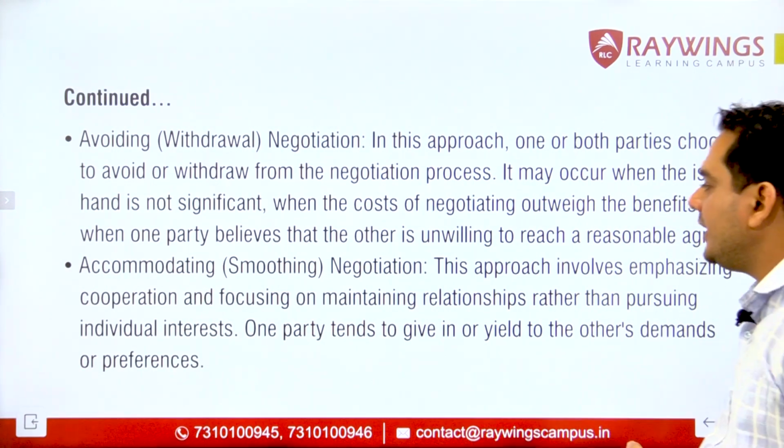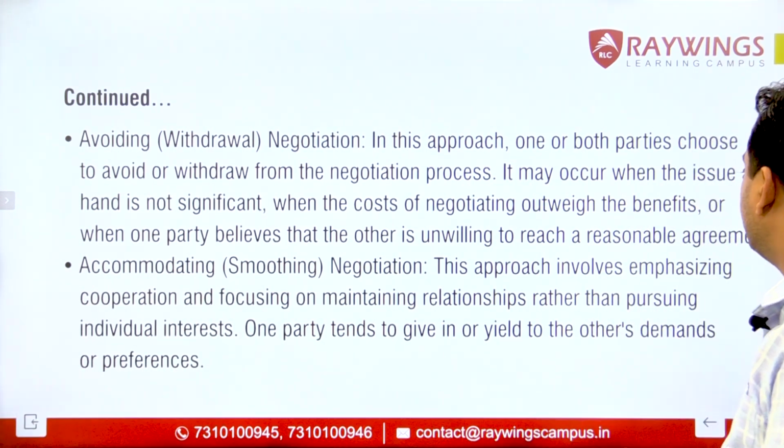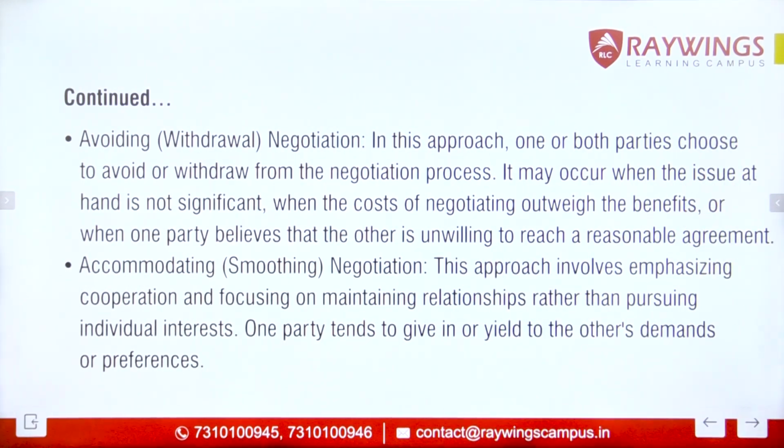Lastly is accommodating or smoothing negotiation. इसमें क्या है? It says this approach involves emphasizing cooperation and focusing on maintaining relationships rather than pursuing individual interest. One party tends to give in or yield to others' demands or preferences. So इसमें क्या होता है कि दोनों में से कोई एक पार्टी दूसरे की बात मान लेती है और वहीं पे इशू सॉल्व हो जाता है.